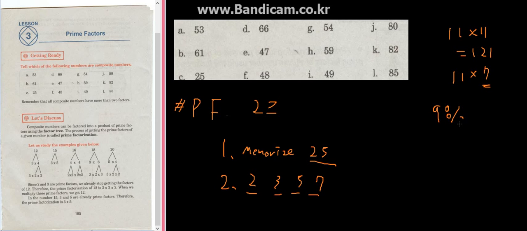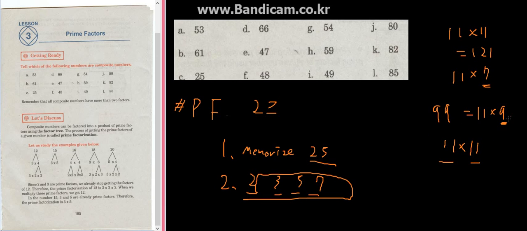Or let's say 80 and 98. You can divide them by 2, this is obvious. Or 99, this is a number with 11 multiplied by 9. So there is a 9 anyway, and 9 consists of 3 multiplied by 3, so it contains 3.